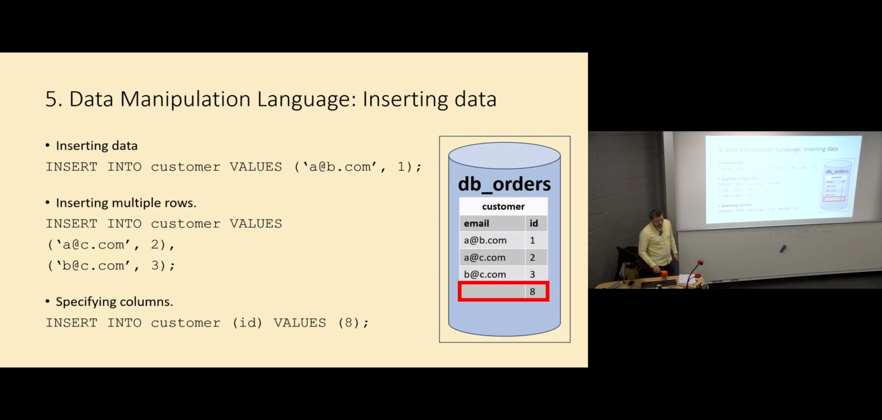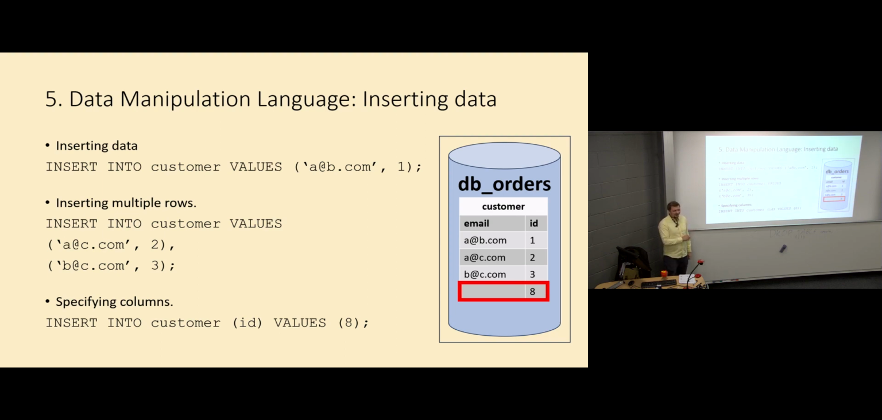You can specify columns, so you don't have to insert all the data at once. You can insert into customer which columns you want to insert, and then which values you want to insert into those columns. So here we just inserted the value 8. Let's go back and forward there so you can see it. Just inserted the value 8 into that column. So you don't need to fill all the columns at once. It's recommended you do, but you don't need to.